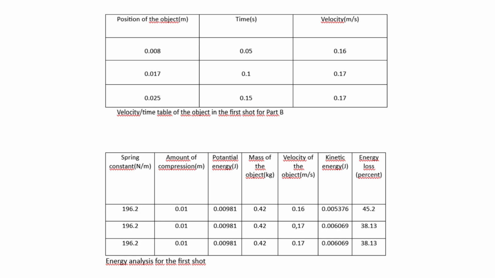For the second part, we used two tables. In the upper table, we measured the average speed of the disk, while in the lower table, we calculated and compared the kinetic and potential energy. We repeated this process by compressing the spring by 1, 2, and 3 centimeters.